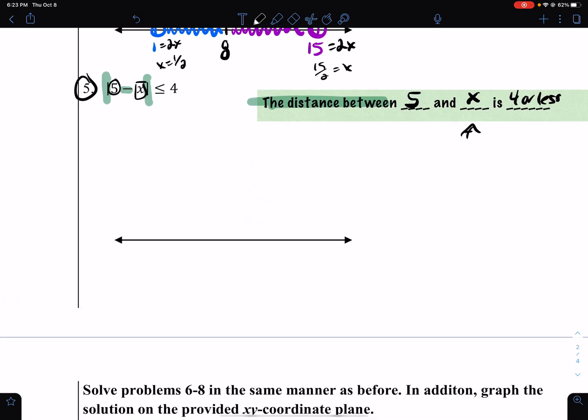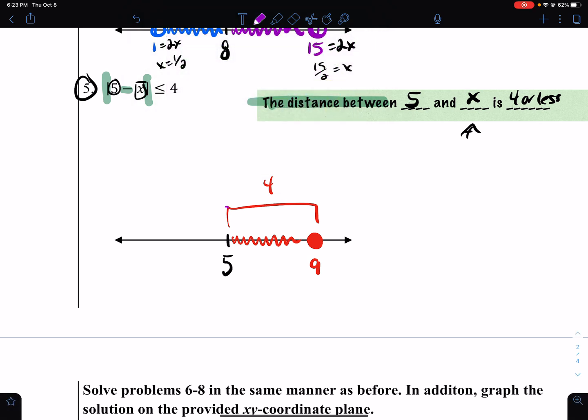I don't know where x is, but I do know where 5 is. So if the number x that I'm looking for has to be 4 or less, well, let's travel 4 this way. Now that number would bring us to 9. I can use 9 because that's exactly 4 away. I want that or less, and less would be getting closer.